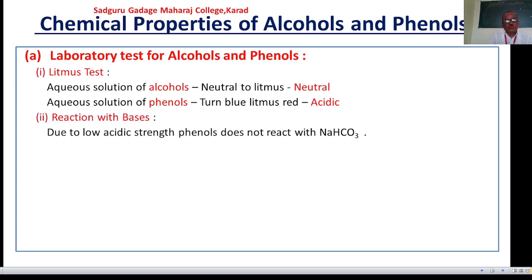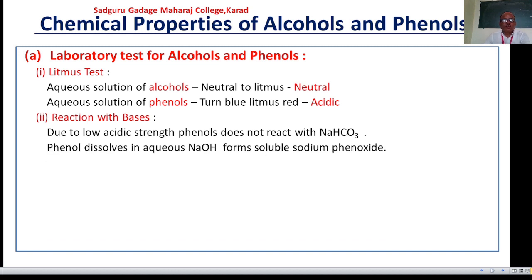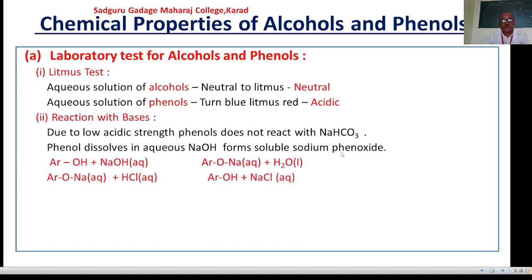The second property is reaction with base. So here, sodium hydrogen carbonate or sodium bicarbonate, NaHCO3. Due to low acidic strength, phenol does not react with sodium bicarbonate. Phenol dissolves in aqueous NaOH and forms a soluble sodium phenoxide.